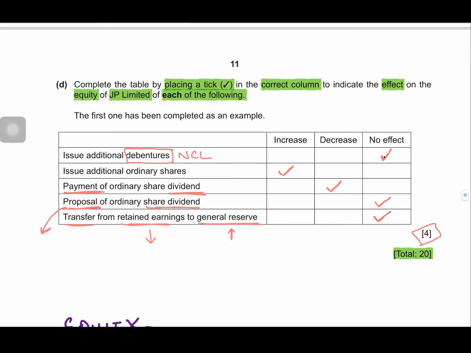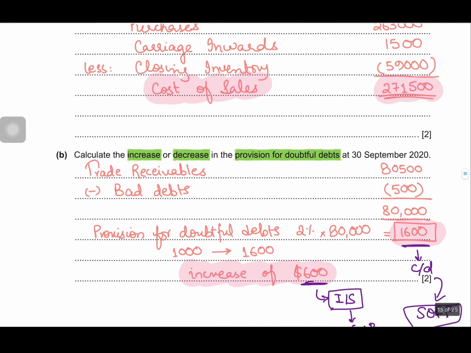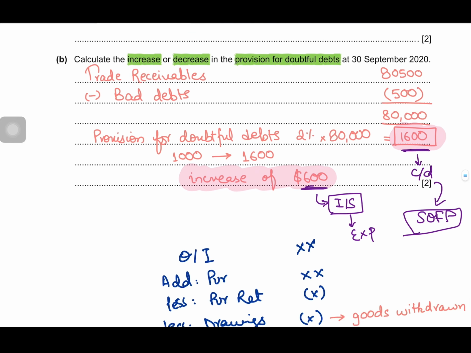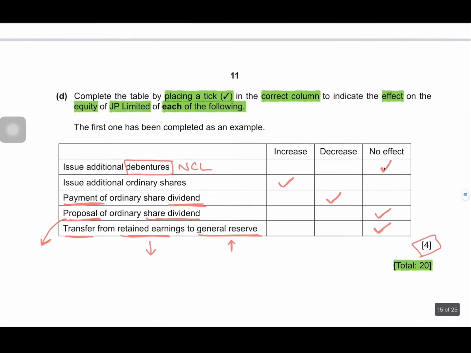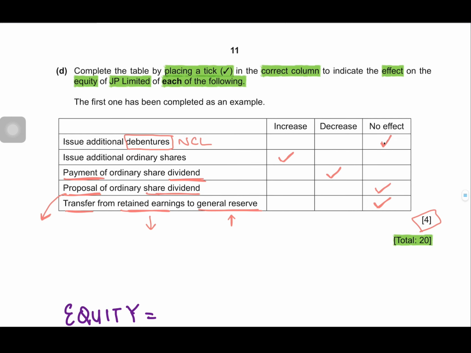So overall it was a good and easy question, and there was no theory in this question as well, right? The first 3 parts we calculated cost of sales, provision for doubtful debts, and the income statement we prepared, and lastly we were just required to tell that whether there will be an increase or decrease or there will be no effect on equity. So we are done with the third question as well.